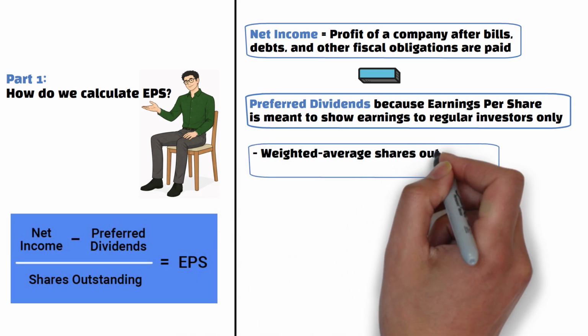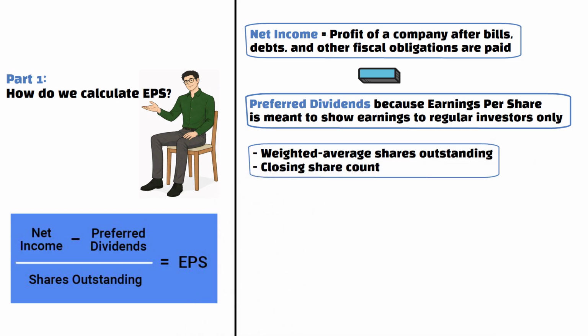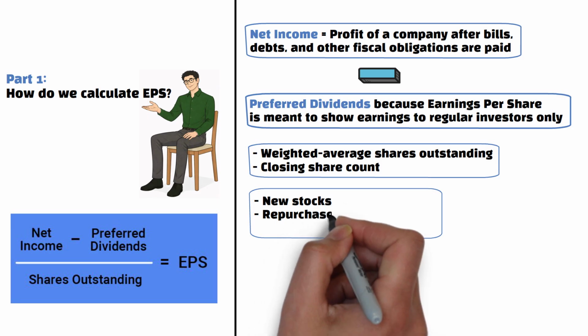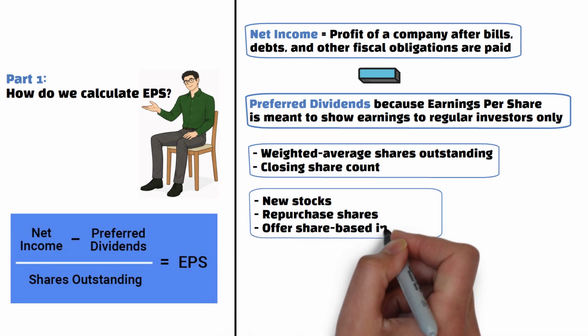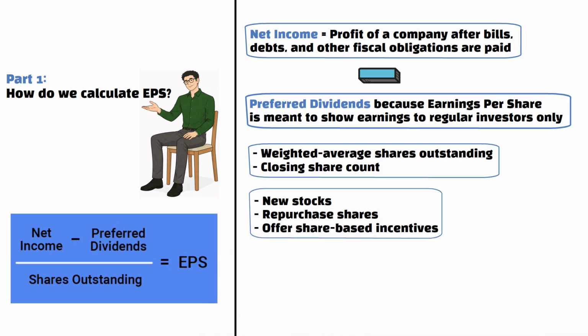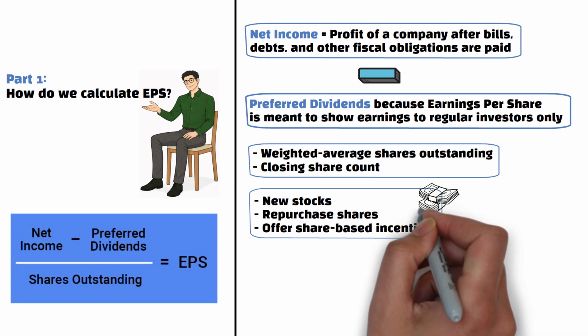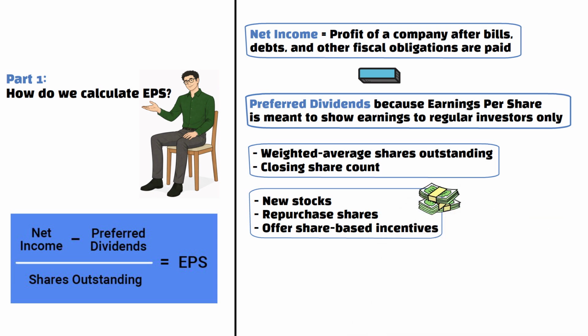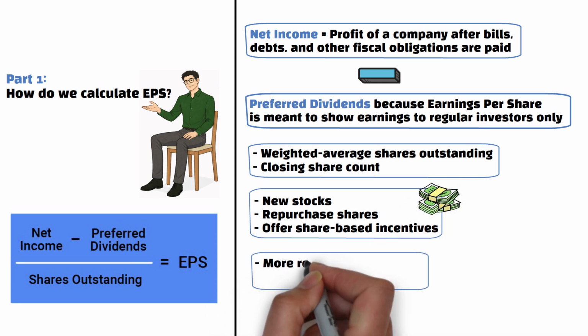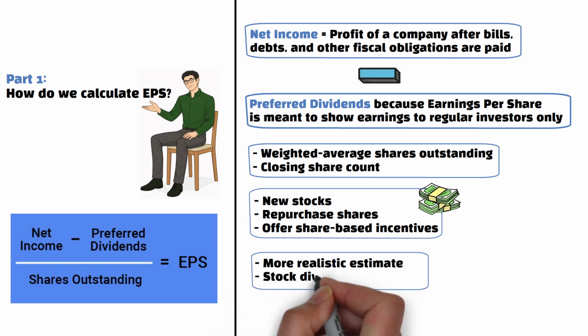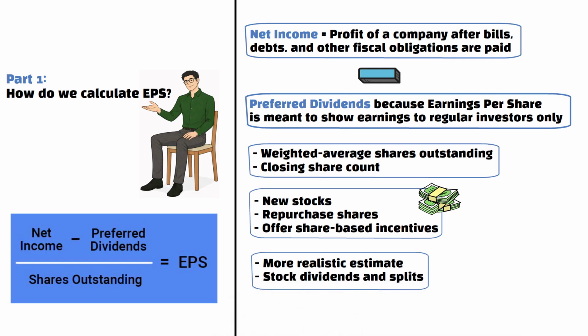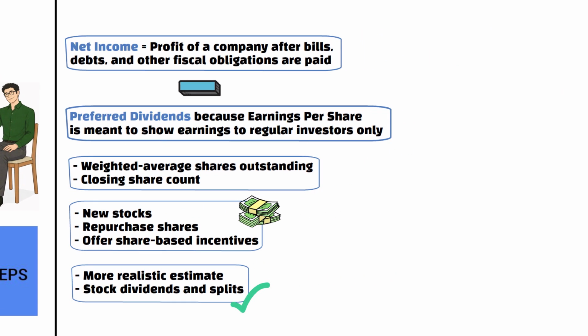As we can see, the weighted average shares outstanding is our denominator rather than the closing share count. But why is that? Well, throughout the year, companies often introduce new stocks, repurchase shares, or offer share-based incentives. So, by weighing these totals, we get a much more realistic estimate of the time value of such fluctuations. This formula also includes stock dividends and splits. This preserves the consistency of earnings per share across different time frames.